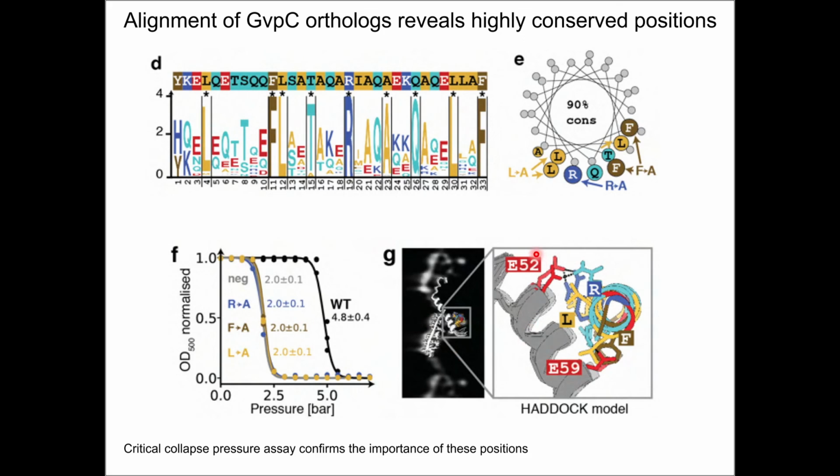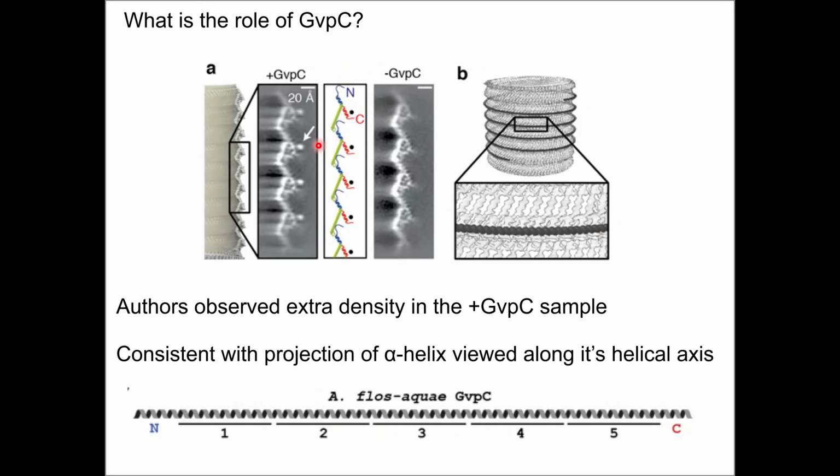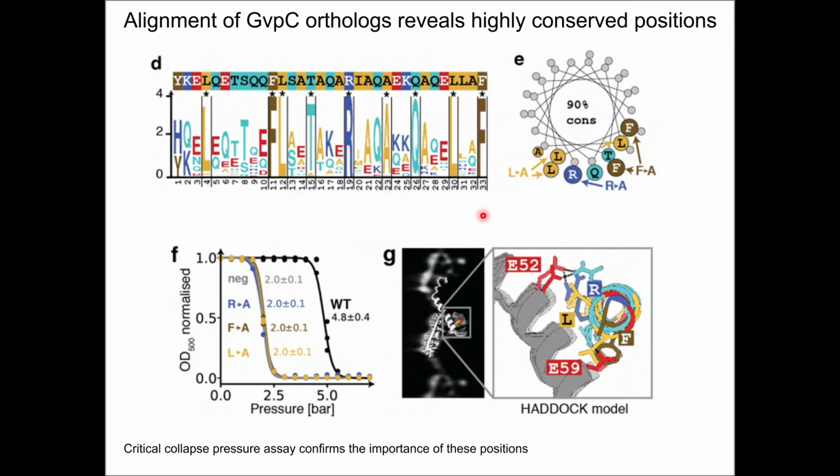They do some modeling, so they're not able to actually make a model based off the density, because all they can get is this side view, not looking down the helical axis of it. So they did some modeling and docked it in.